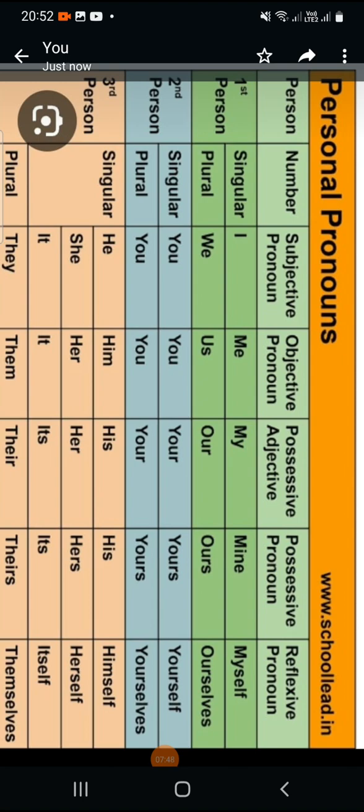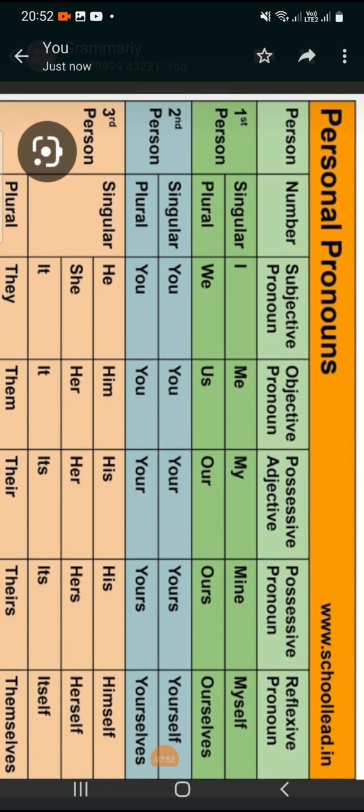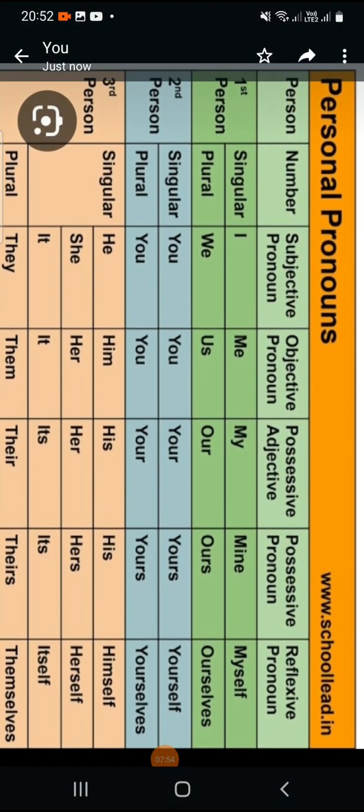Now, here they have given first person, second person, and third person in the first column, right? Now number, as I told you, is singular or plural: singular plural, singular plural, and singular plural, because there are 2 numbers, either singular, or 2 or more than 2, which are called plural.